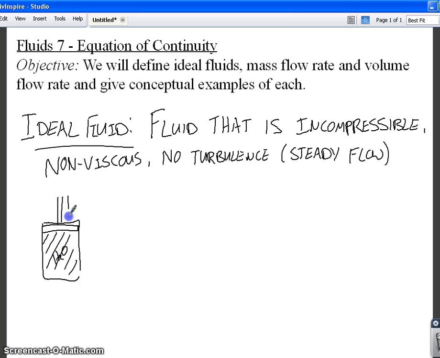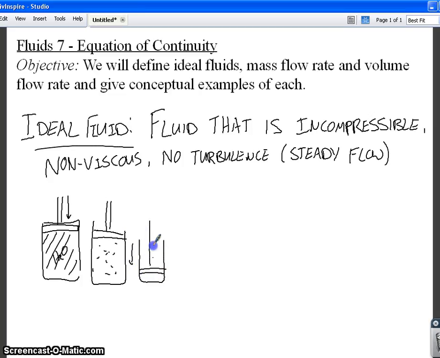Incompressible means that if I push down on this piston, it will not compress any further. The max that this piston can go down is right here, and if I push down any further, the container will rupture. As opposed to air, where if you have a syringe or a piston full of air and you push down, the air molecules would end up compressing down into a smaller area. So we're going to assume all fluids are incompressible. They cannot be squished, so to speak.